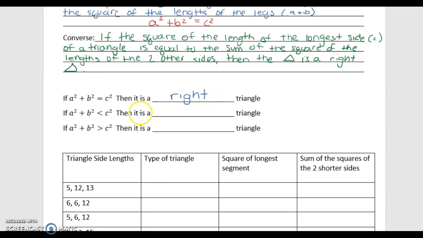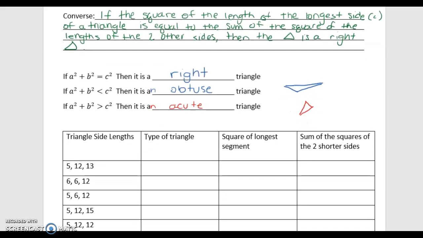Now, the other two things that we're going to be talking about today is if a squared plus b squared is less than c squared, it's an obtuse triangle. Because then it would look something like that. An obtuse triangle where this is greater than 90 degrees. And then lastly, if a squared plus b squared is greater than c squared, then it's an acute triangle. So that's when it would look something like this. All three angles are less than 90 degrees.